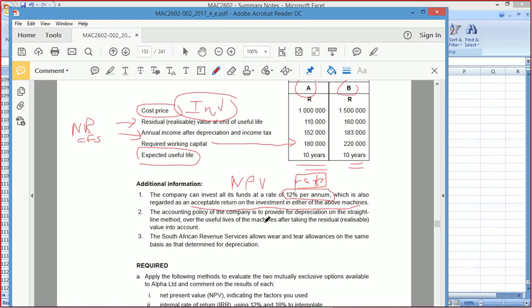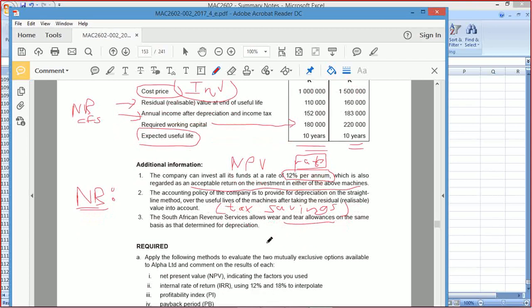Okay, that's my discount rate. The accounting policy of the company is to provide for depreciation on a straight line method. Do I look at depreciation in finance? Didn't we do it for cash flows? But we do it for taxation purposes. So yes, I think to take it off. Good. Yeah, you take it off because it's a tax saving. SARS allows a wear and tear. That's what they're telling you. See, they're telling you the tax saving.